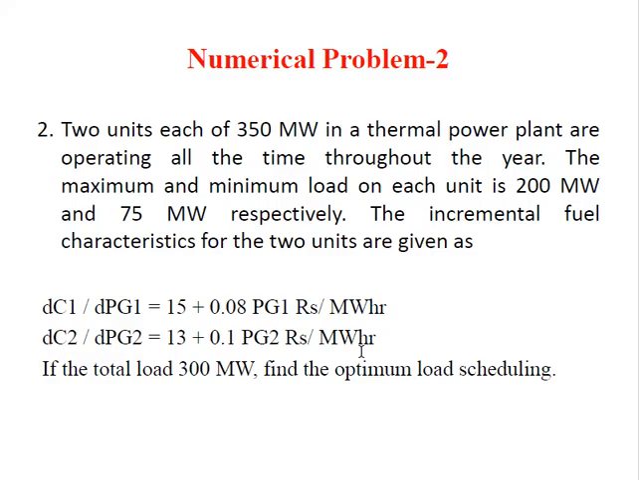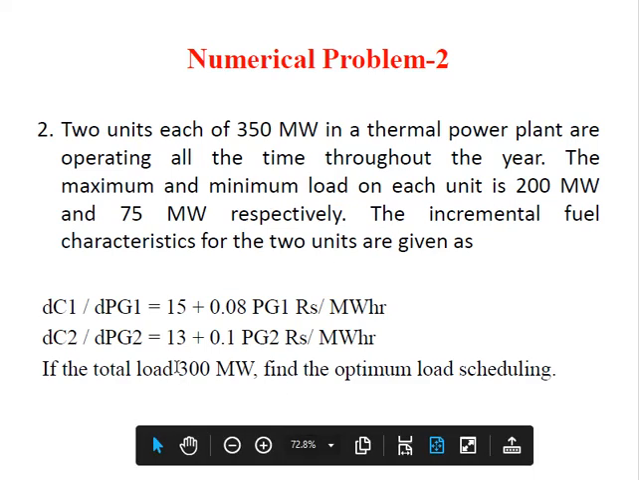So here we can observe the difference between the previous problem and this problem: they clearly mention the individual plants' minimum and maximum limits. Here 200 megawatt is the maximum limit and 75 megawatt is the minimum limit, and the total load demand on the particular station is 300 megawatt. So here they directly give the incremental fuel cost equations.